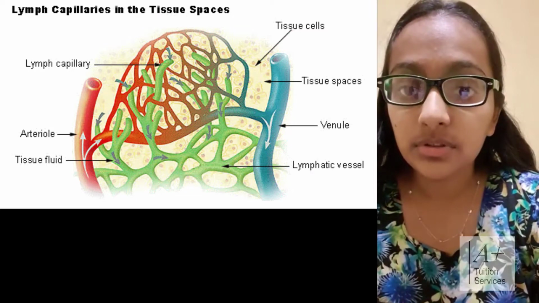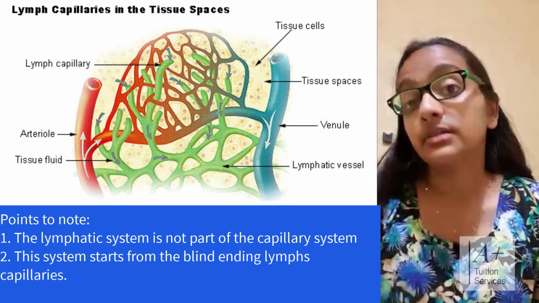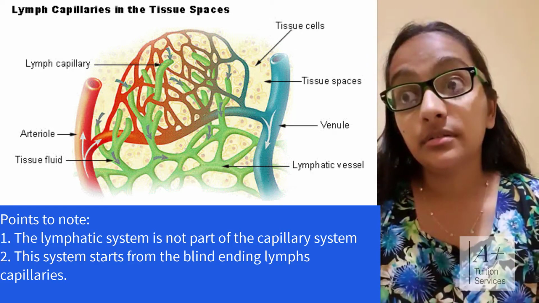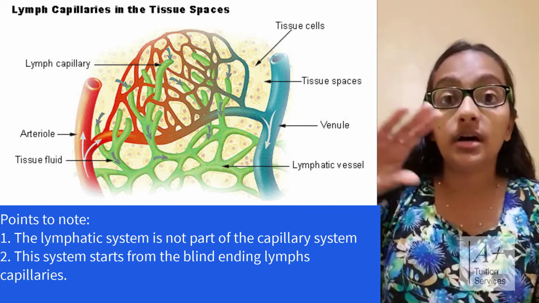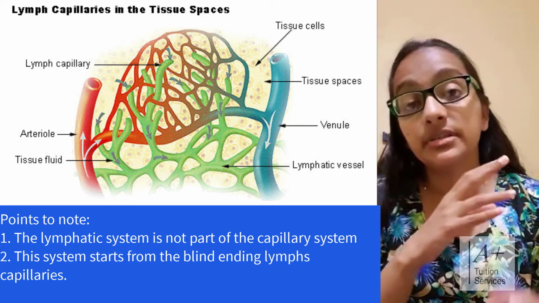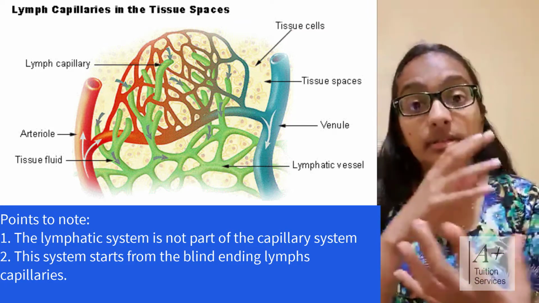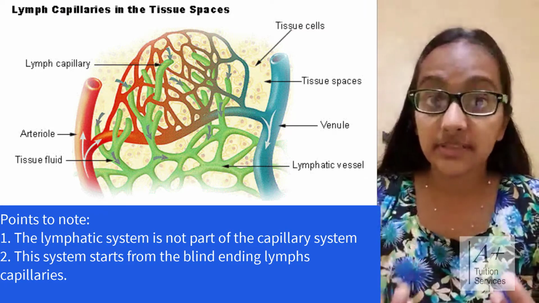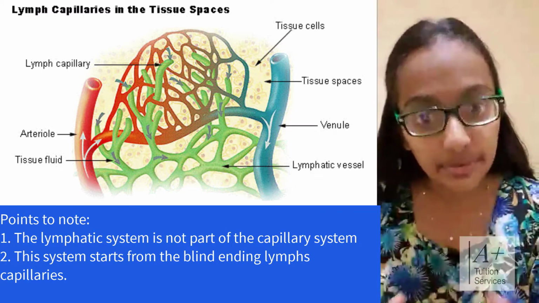Points to note: the lymphatic system is not part of your capillary system. There's your capillary system that goes from arteries to capillaries to your venous system, and then the lymphatic system starts with the blind-ending lymph capillaries.